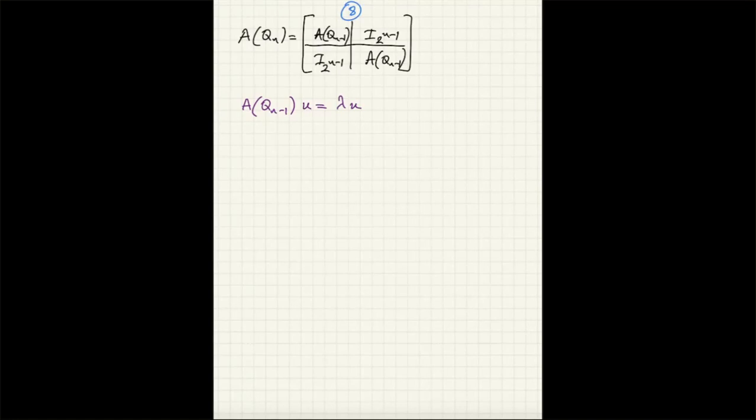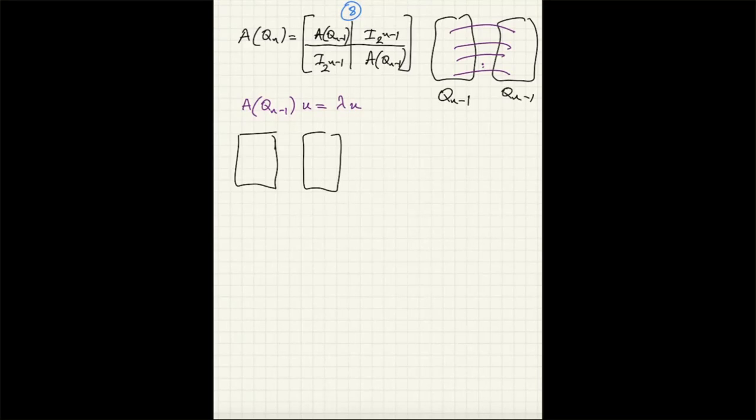Then, if I think about it in terms of the graph, here I have Q_{n-1}, Q_{n-1}, and here I have this. Then I can create actually two eigenvectors for the Q_n graph as follows. One way, I will just copy the u here, and I will copy the u here. That will give me that A of Q_n times this vector (u, u) will equal lambda plus one times (u, u).